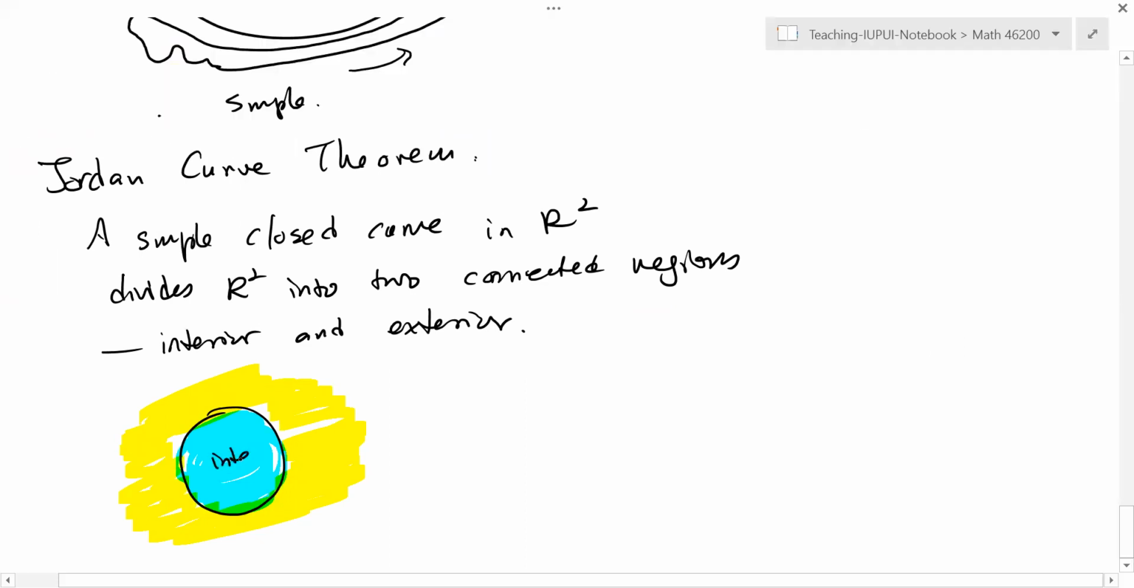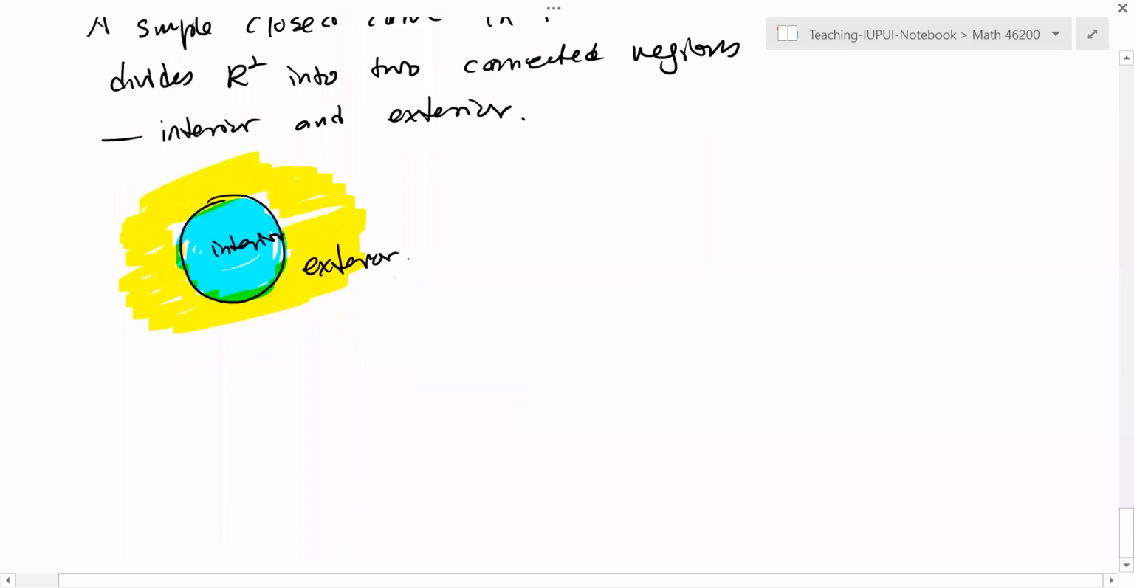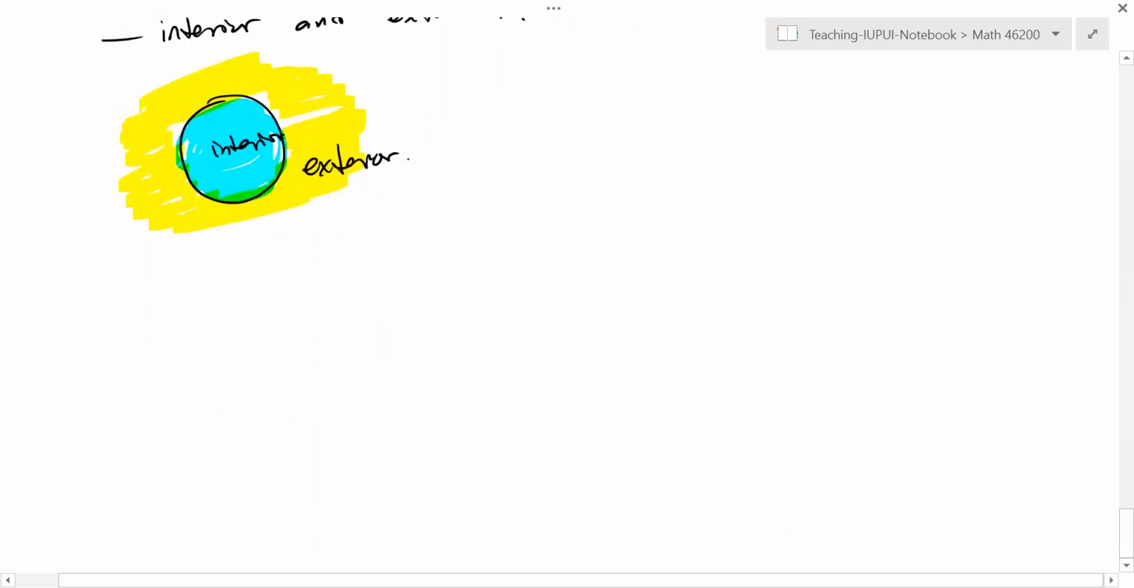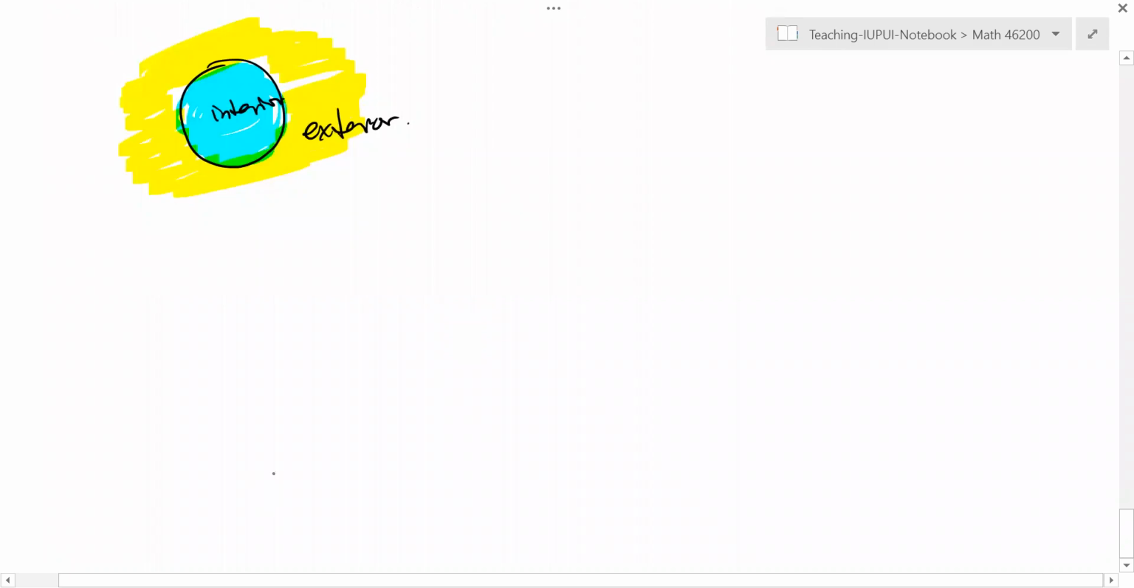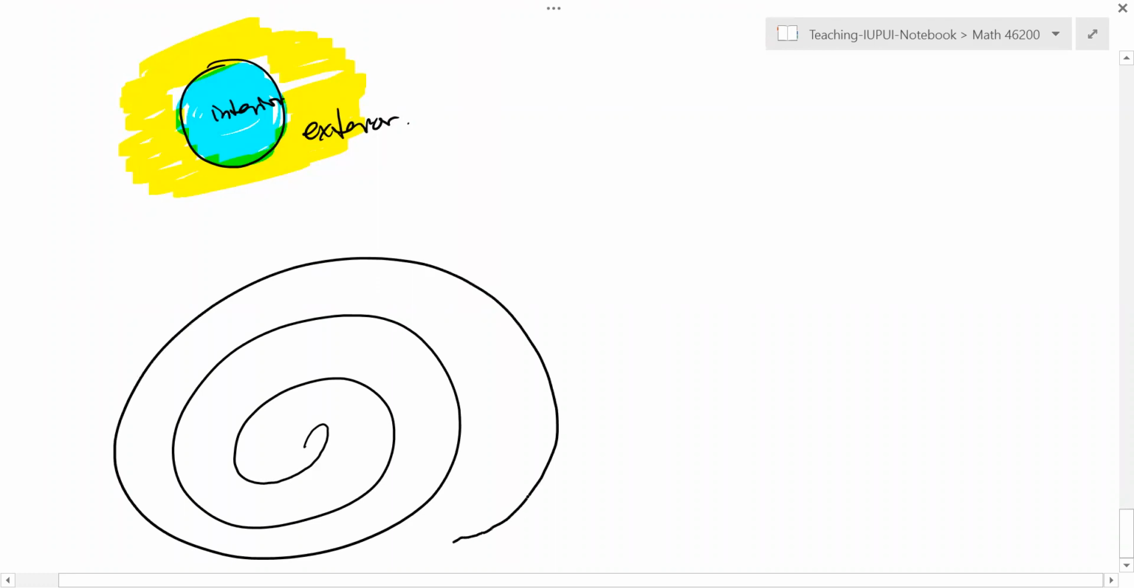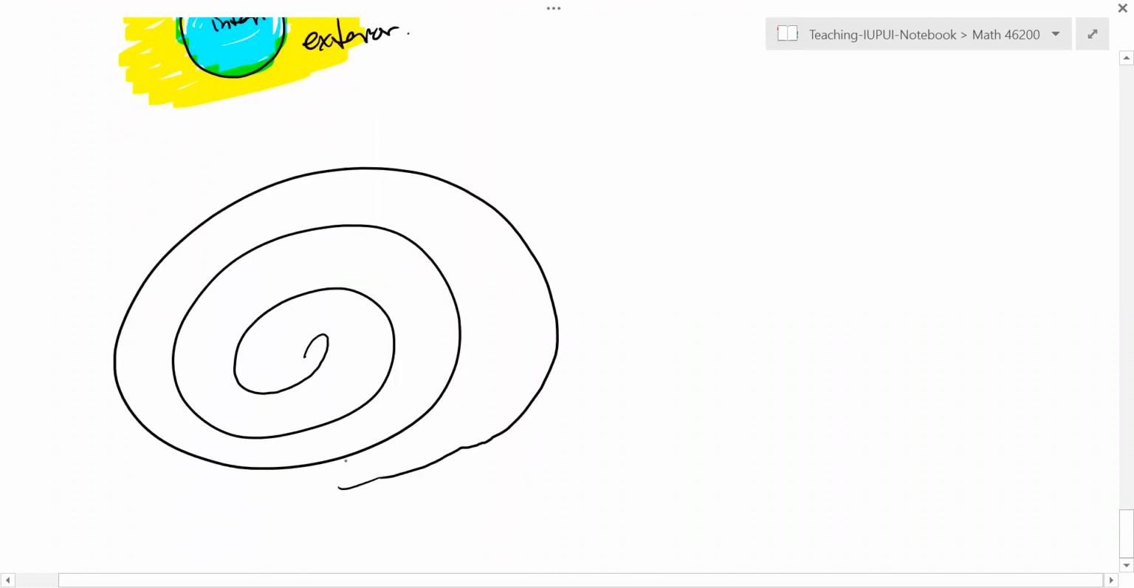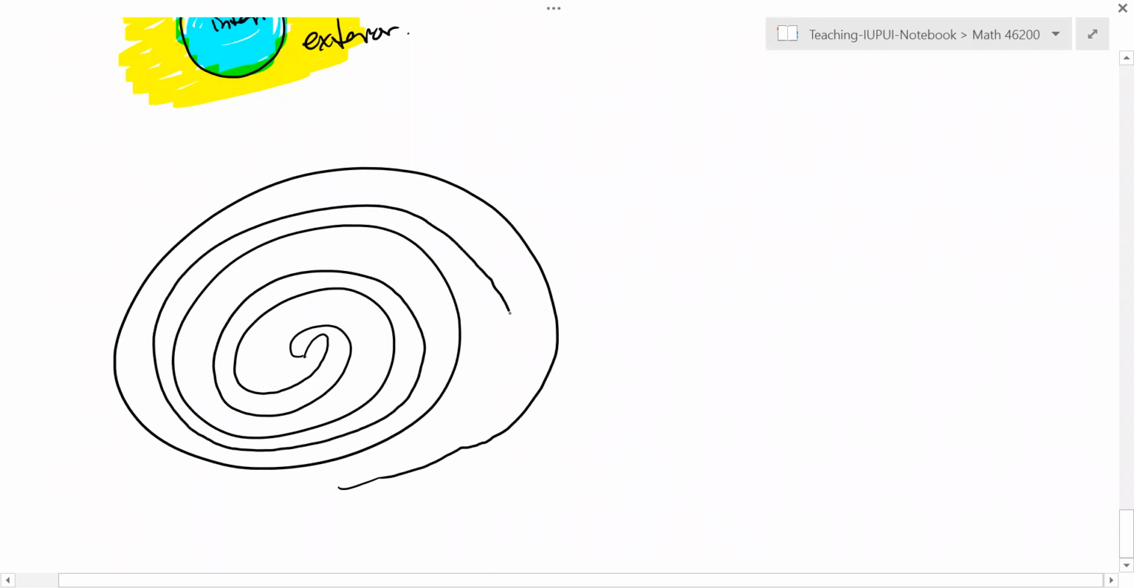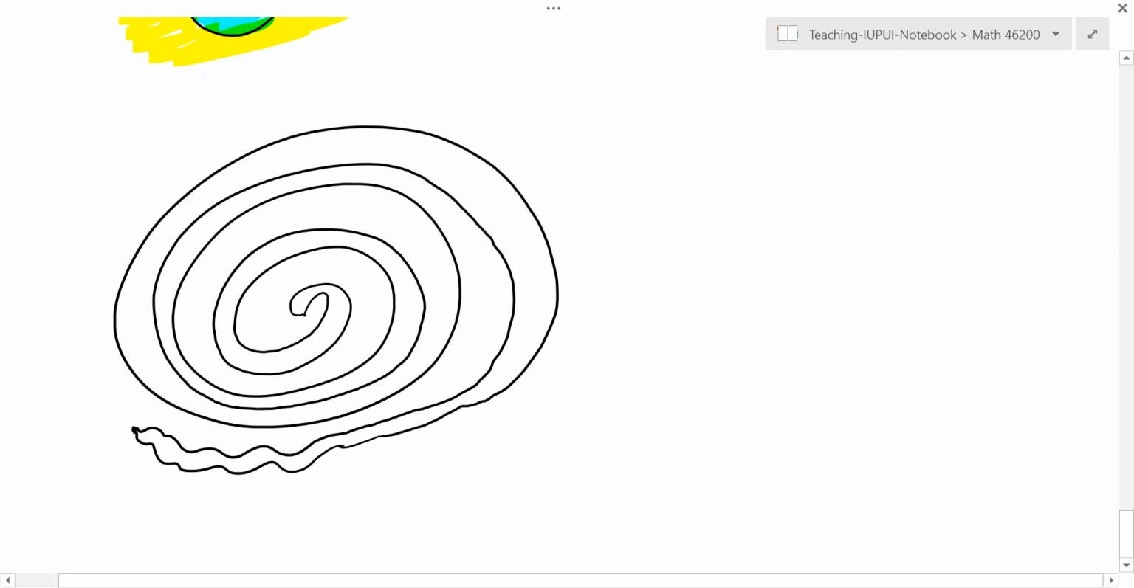Okay, it's obvious, right? And here is the exterior. But it's not always obvious in some cases, just like the example I showed you, and let's draw it again. I'm going to draw this, so that I don't touch any side. So this is a simple closed curve.